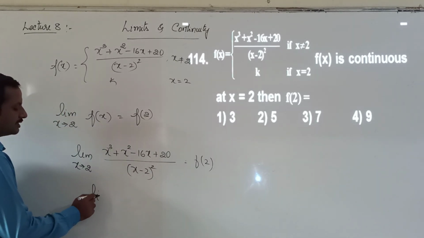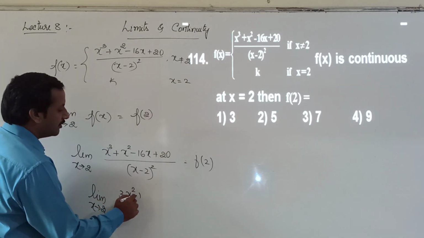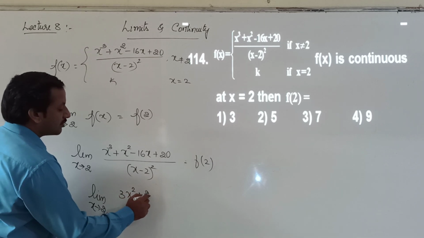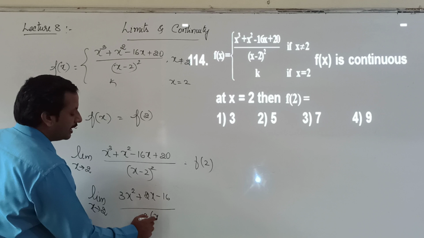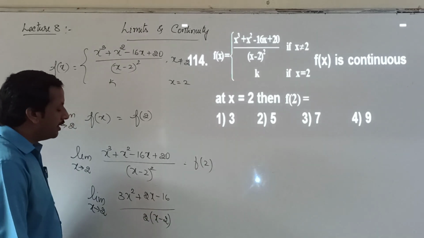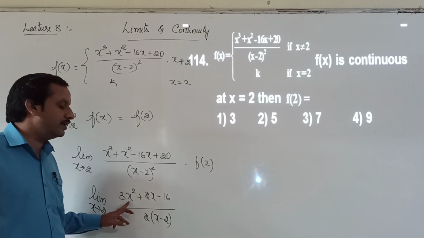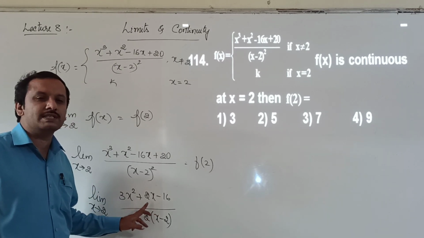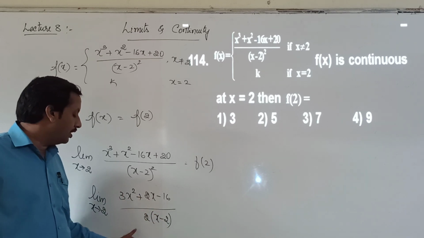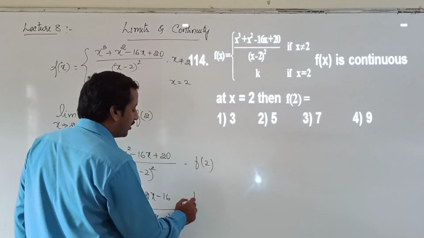So, as soon as you see 0 by 0, immediately we will jump to L'Hospital's rule. You differentiate it, we get 3x square plus 2x minus 16 divided by 2 into x minus 2. Now you put x equal to 2. Numerator is 2 square, that is 4. 3 into 4 is 12 plus 2 into 2 is 4. 12 plus 4 is 16 minus 16, 0. Denominator also 0. 0 by 0 is an indeterminate form.